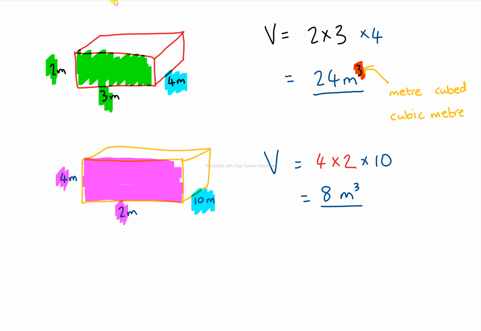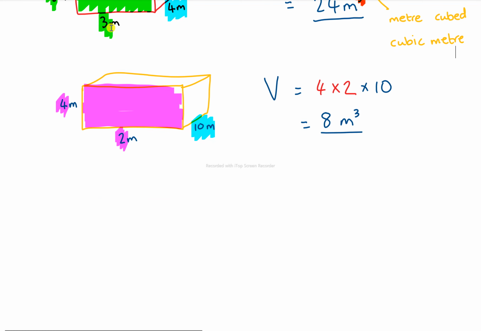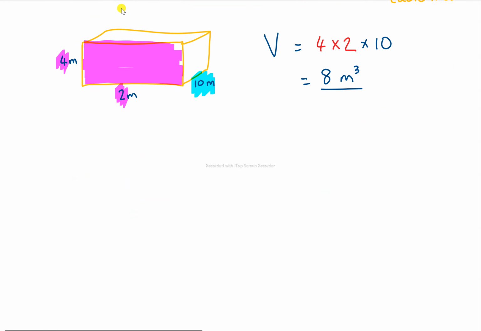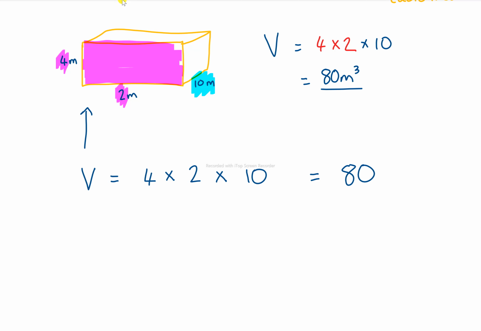Right, now we're going to stretch it a bit further. Now I'm going to use the same example. I want to work out the volume. I know it's 4 times 2 times 10. And the answer is, oh my god, did I put 80? Right, okay. The answer is 80 meter cubed. I'm not interested in the units at this moment in time.